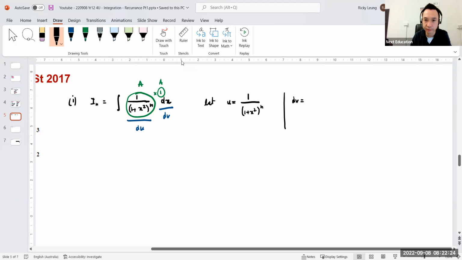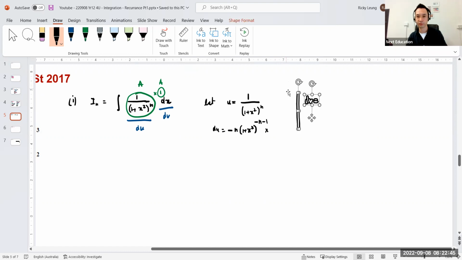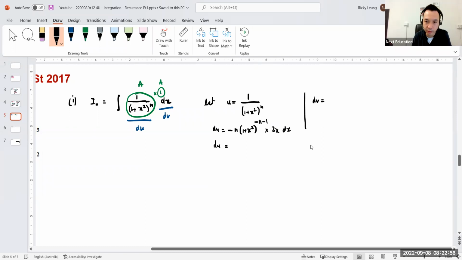So therefore du equals, now that's power -1, -n. So when I differentiate, I bring down the minus n, and I go 1 plus x squared, to the power of -n-1, multiplied by, I'm just going to move this guy over, multiplied by 2x dx.